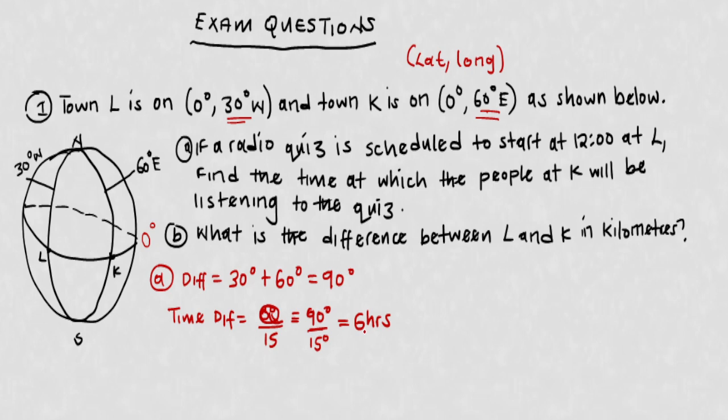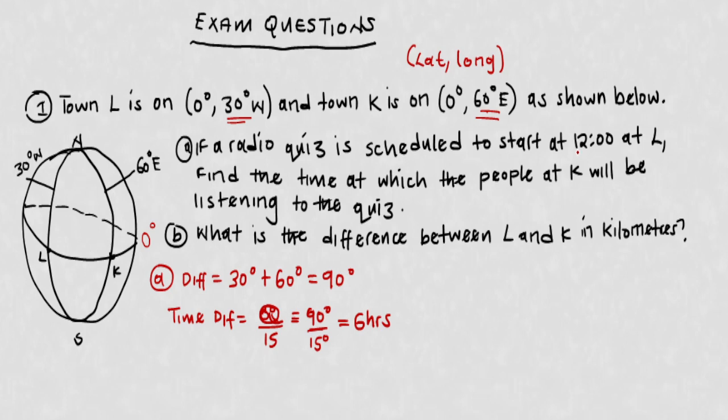Now the question is, what am I going to do with the 6 hours? So I come back to the question. The difference between L and K is 6 hours. Now the question I'm going to ask myself is, am I going to add the 6 hours to 12, or am I going to subtract it from 12? Now here is the thing.